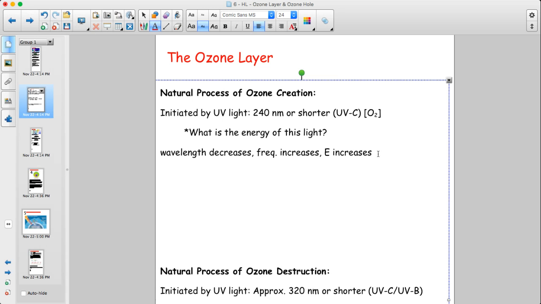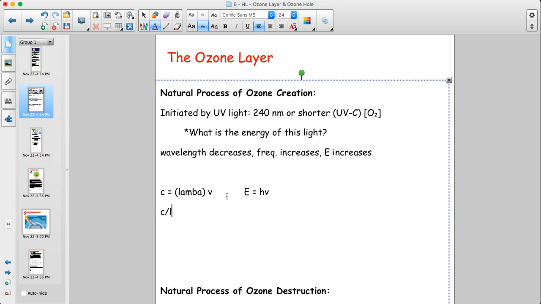So if you rework your equations, and you had to do this on the final exam before, I'm just going to write lambda, which is the symbol for wavelength, and then v, which is the symbol used in the data booklet for frequency. So the speed of light equals wavelength times frequency. The other equation is that the energy of light equals Planck's constant times frequency. So if I know the wavelength and I want to solve for frequency, I can say that c divided by lambda, or my wavelength, equals frequency. So I could then, in this equation, plug in c divided by lambda. Okay?